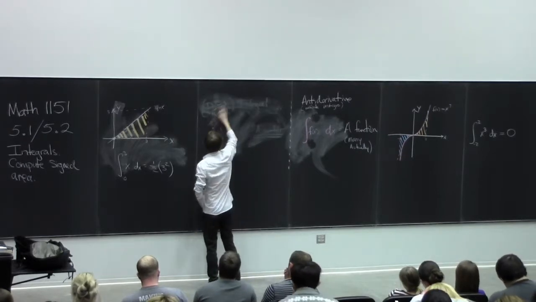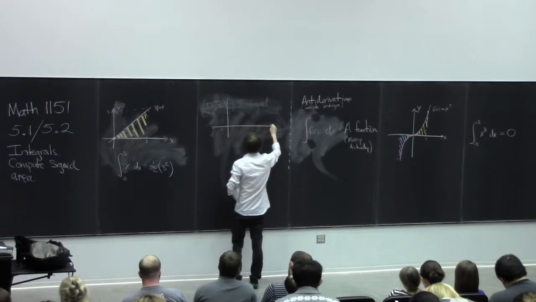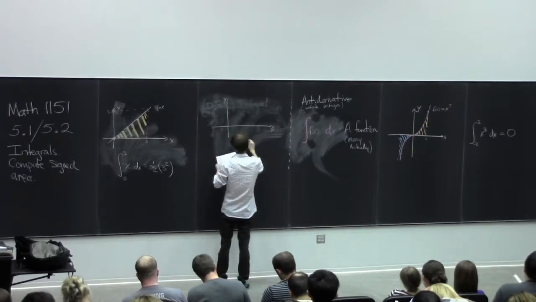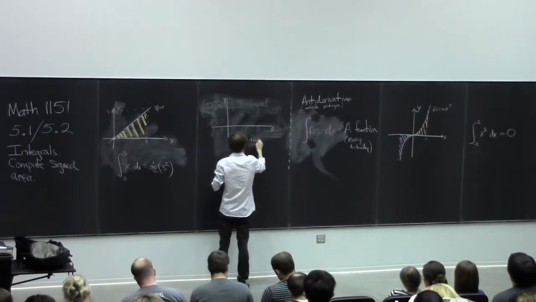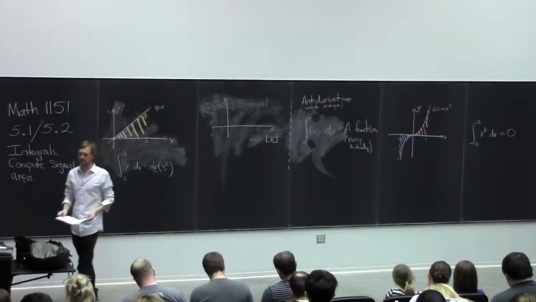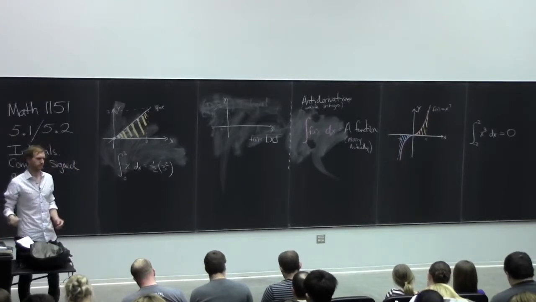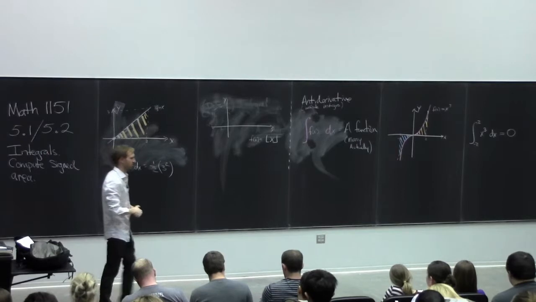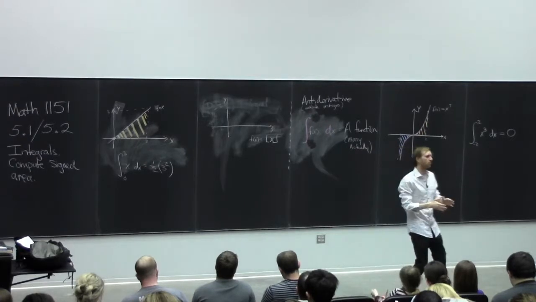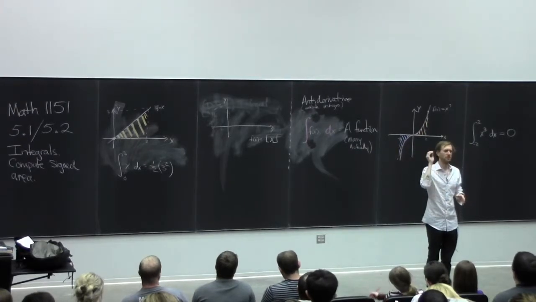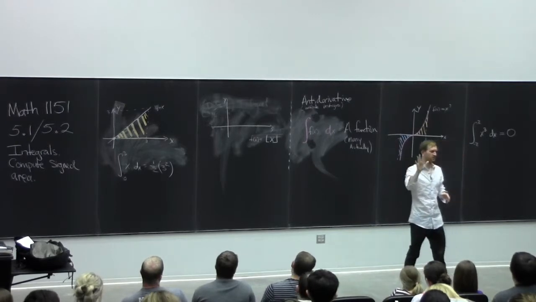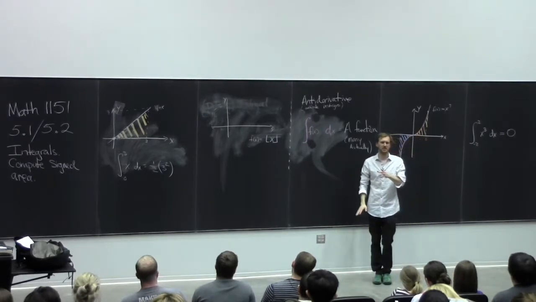Maybe I should draw the picture first. Here's what I want to integrate: f of x equals the floor of x. You guys remember the floor function? The floor function takes the greatest integer less than or equal to the number. So the floor of 4.3 is 4. The floor of 5.7 is 5. The floor of 6 is 6.